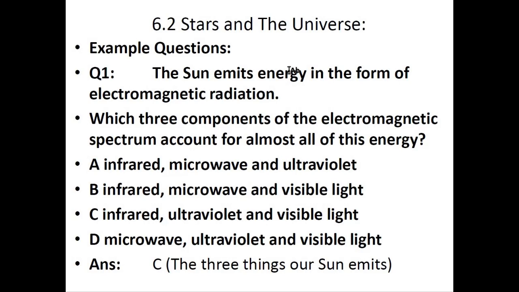Okay, the sun emits energy in the form of electromagnetic radiation. Which three components of the electromagnetic spectrum account for almost all of this energy? Infrared, microwave, and ultraviolet. No, not microwave. Infrared, microwave, and visible light. Okay, close, but we don't have microwave coming from the sun either. Infrared, ultraviolet, and visible light. Yes, that's the correct answer, because these three are the ones that our sun emits the most. We have discussed that in our previous lecture where we discussed the sun as a star.